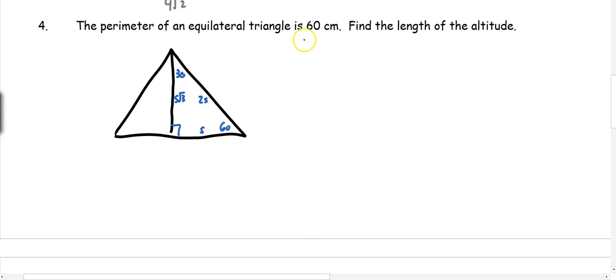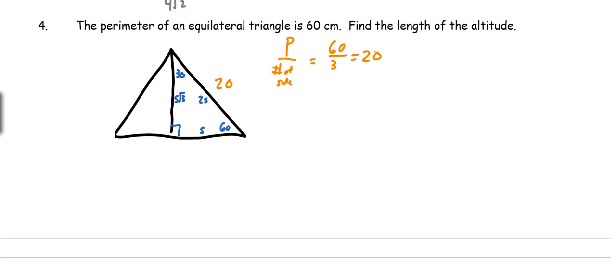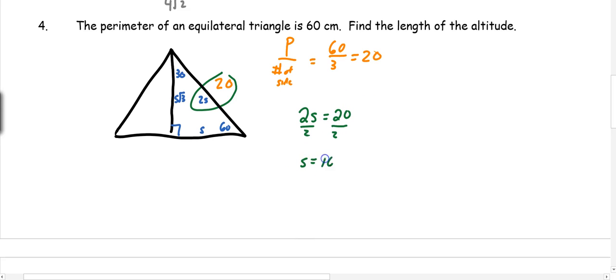So if I have a perimeter that is 60, I'm going to divide by the number of sides. 60 divided by 3 is 20, which means the whole side is 20. So if I know that the whole side is 20 and that's my 2S side, I'm going to set 2S equal to 20 and divide by 2. So S is 10. So all I have to do is substitute to get that the length of the altitude is 10 root 3 centimeters.